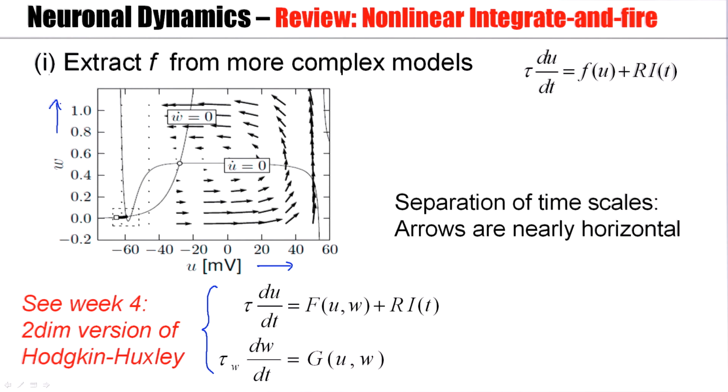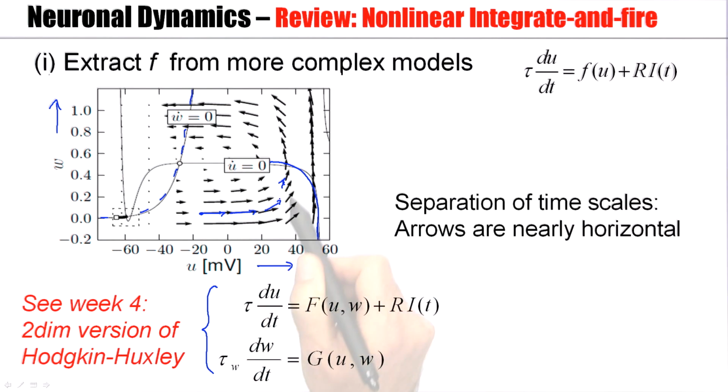Now what I've plotted here are the null lines. So this curve here is the U null line, and this curve here is the W null line. The arrows indicate the direction of the flux. And we see here that arrows are nearly horizontal. In fact, once the system is here, we know that it will continue along a trajectory which I can construct.